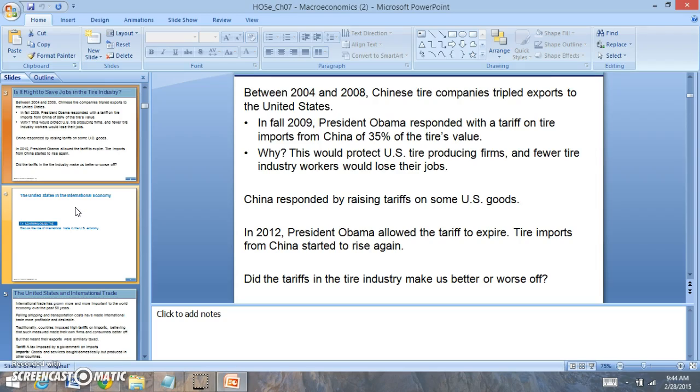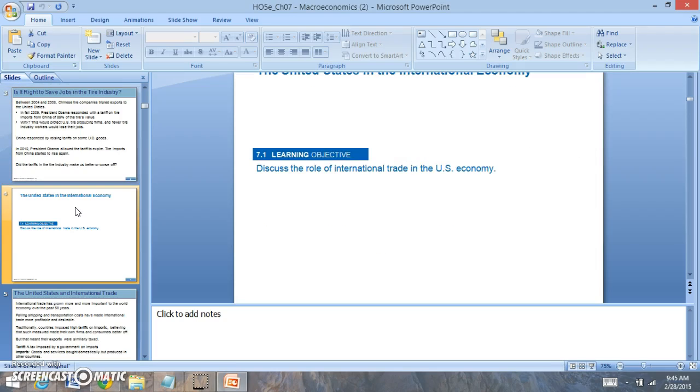So what happened was, given this issue, the president instituted a tariff, which allowed them to have more government revenue from this tariff. But China responded by raising tariffs on some U.S. goods. So you see this thing go back and forth with the role of tariffs. And it only hurts the U.S. consumer.